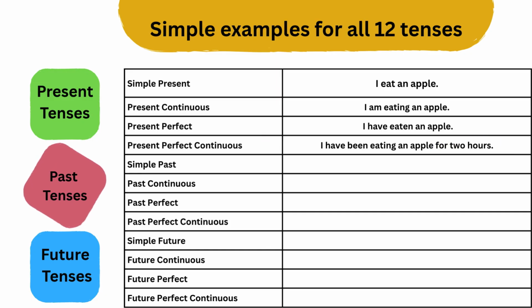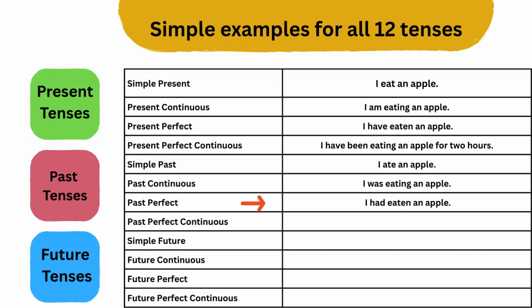Now, past tenses. Simple past, I ate an apple. We use it for actions that already happened. Past continuous, I was eating an apple. We use it for actions happening in the past.